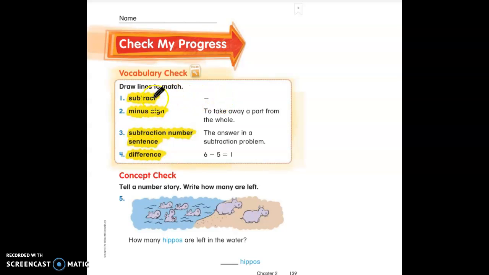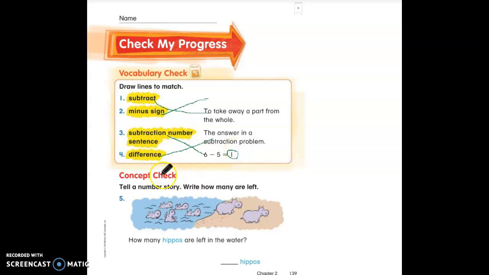So we have the word subtract, minus sign, subtraction number sentence, and the difference. So right here, the first one, this is called the minus sign. So let's go ahead and draw a line right there to that. Then the second one says to take away a part from the whole, and we know that means the definition of subtraction. The answer in a subtraction problem, we're going to call that the difference. And a subtraction number sentence, that's what this one is down here. So when you see 6 minus 5 equals 1, this 1 right here is called the difference.